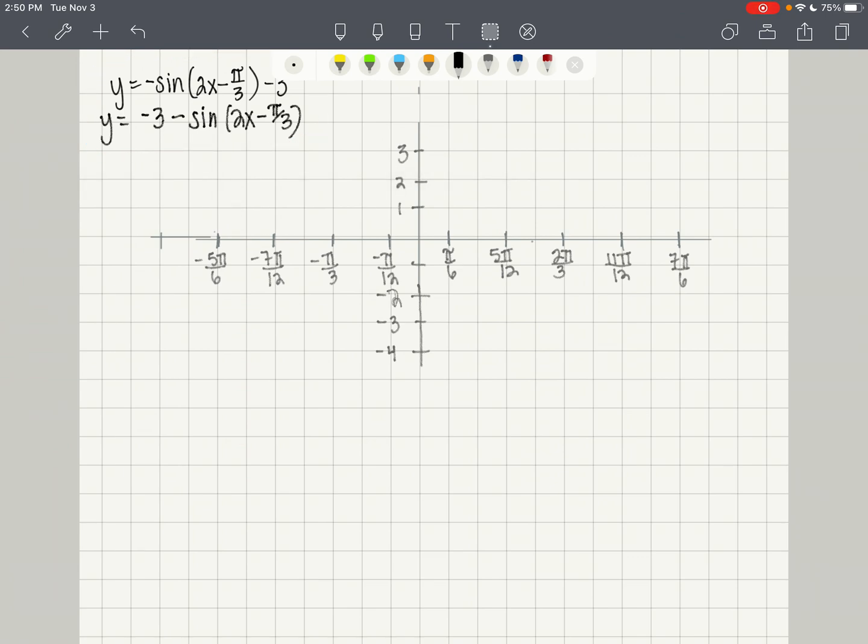Now we're going to need to factor out that b value so that we can get the proper horizontal translation. So when we factor that out, we get y equals negative 3 minus sine of 2, and then in parentheses, we're going to have x minus. When we factor out a 2, we divide out a 2. And when you take pi over 3 and divide by 2, it's the same thing as multiplying by 1/2, and that's how we get pi over 6.